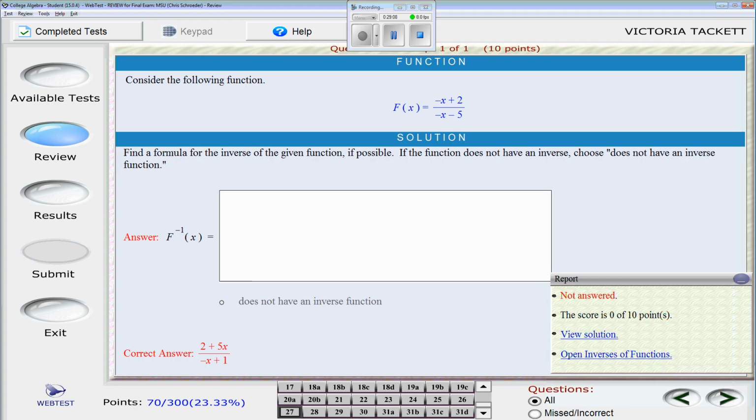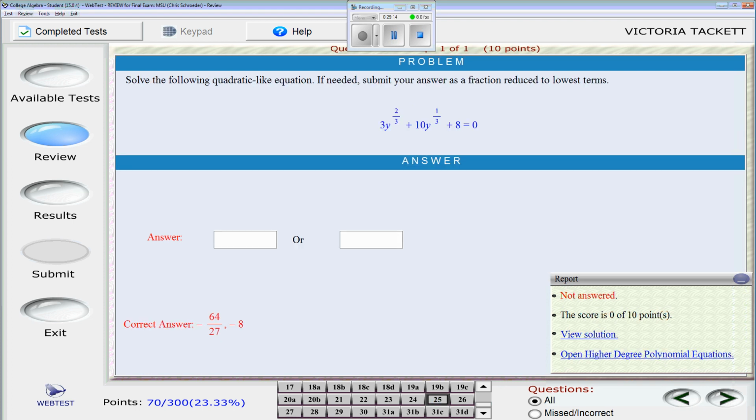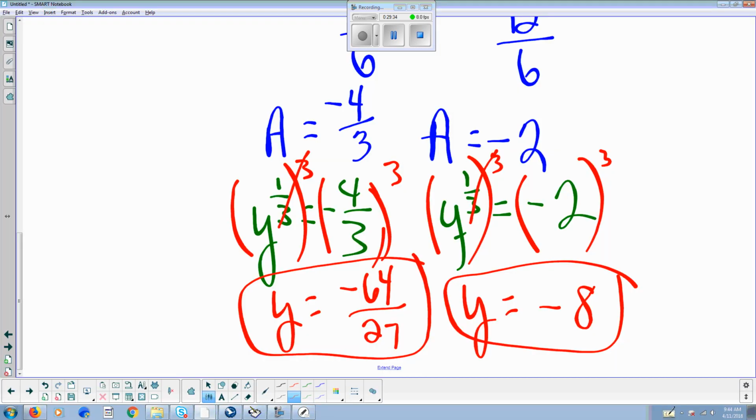I'm on the wrong problem. Okay, it is asking for two answers here, negative 64 over 27 and negative 8. It doesn't say anything about you might not use both boxes. You see how that is not in the directions? Therefore, if there's two boxes there, you're going to go ahead and use both. So negative 64 over 27 and negative 8. Questions?